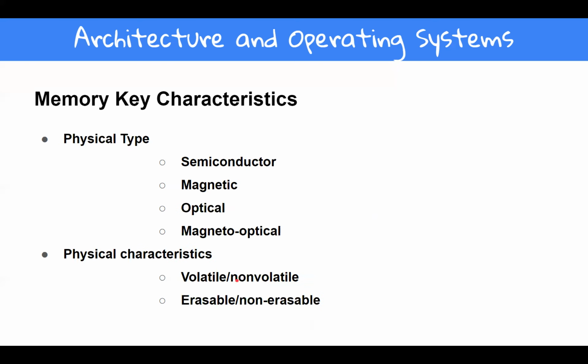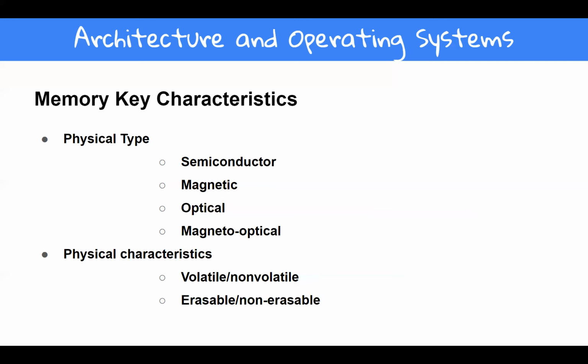Physical type of the memory. We've got 4 main types of physical type: semiconductors, magnetic, optical, and magneto-optical. Because this is not the scope of our work, it's good to know them, but if you're interested, you can Google it and search for how the physical aspects of the memory are. And physical characteristics, which is very important, we've got 2 important definitions here. One of them is volatile and non-volatile.